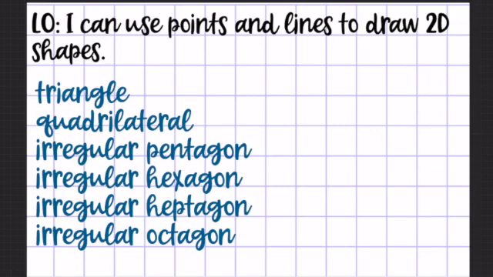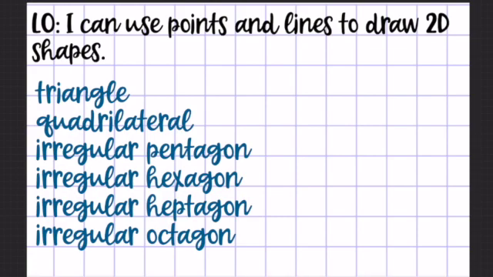Hello guys, and in this video we are going to be using points and lines to draw 2D shapes as we did in the last video. Now in the last video we drew a triangle and two quadrilaterals and we used 10 points. Today we're going to do something slightly different.